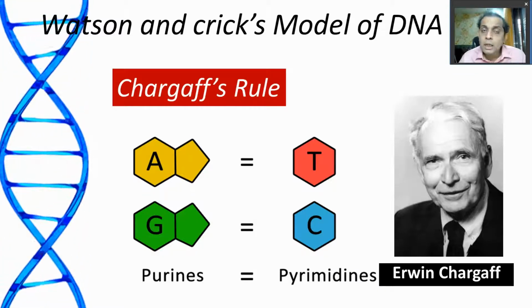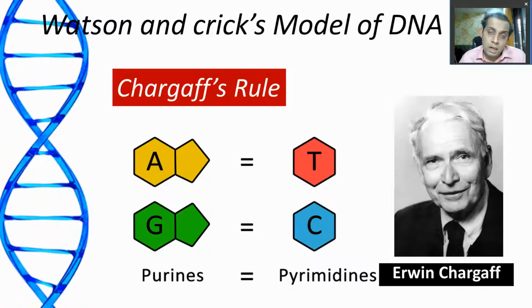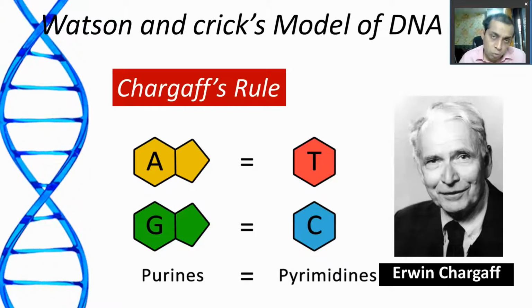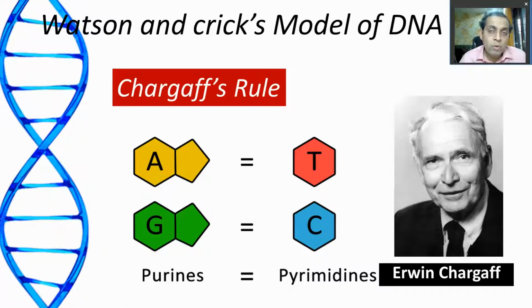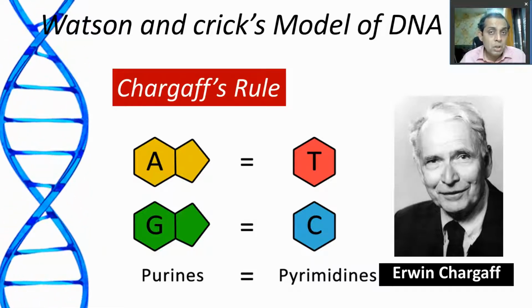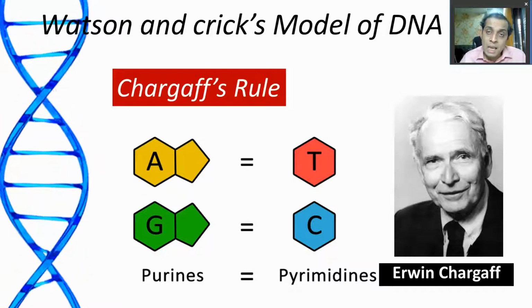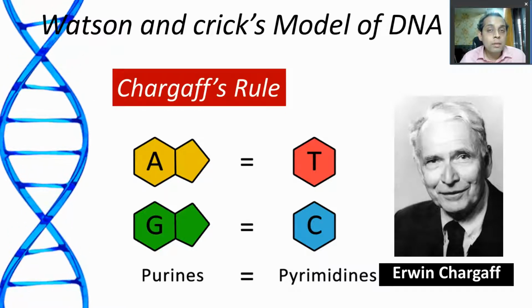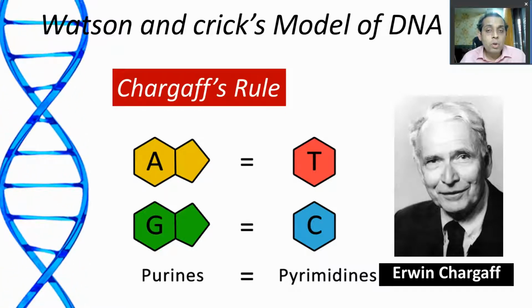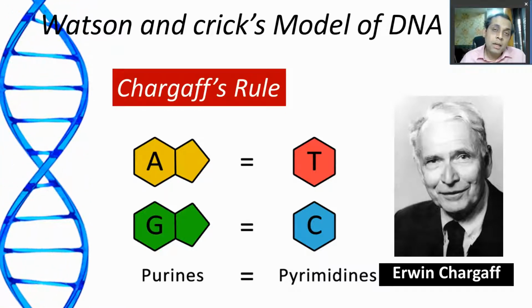Now, Watson and Crick accepted this rule, and yes, it was approved, and it was considered a fact that the number of purines will always be equal to the number of pyrimidines. So we will always mention Chargaff's rule as A plus G upon C plus T is equal to 1. That is, A plus G is always equal to C plus T in any DNA.